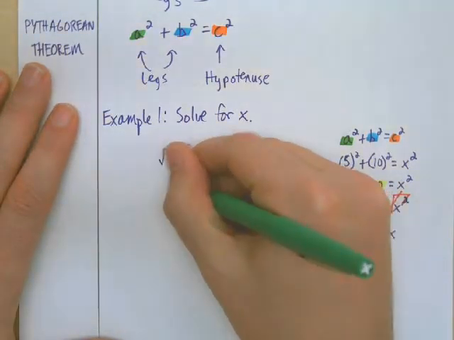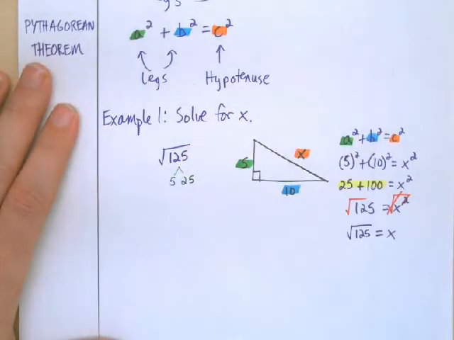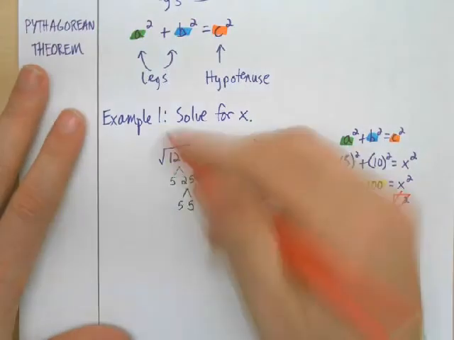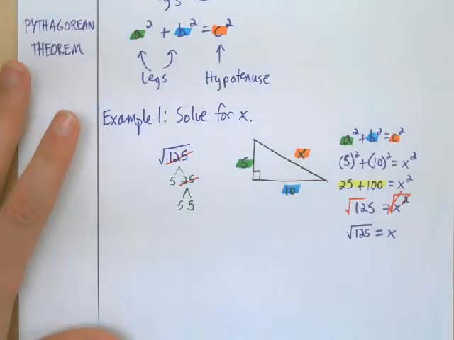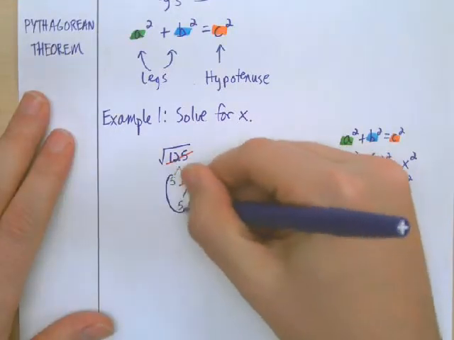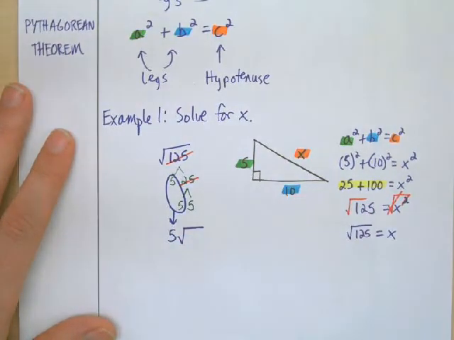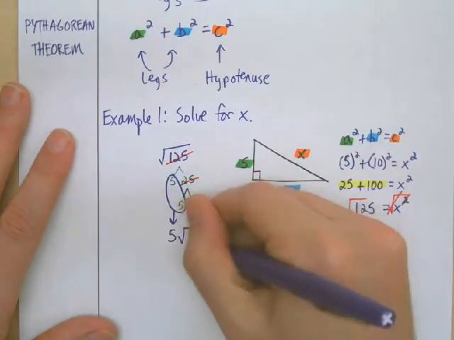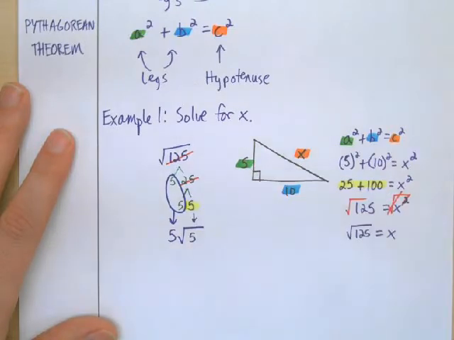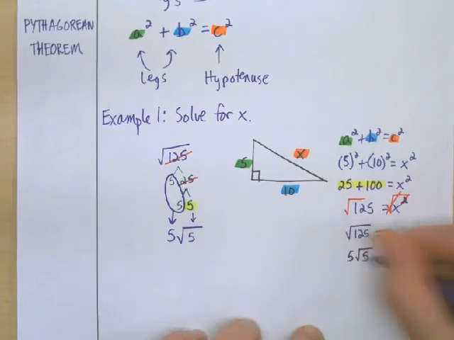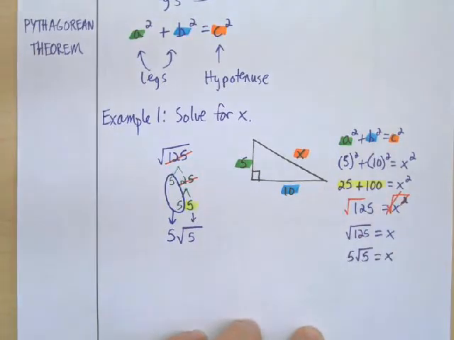I can break this down to 5 and 25, and I can break that down to 5 and 5. I've got a pair of 5s, so a 5 can come out. I've got a single 5, that's got to stay in. So, back over here, I'm going to leave my answer as 5 square root 5.